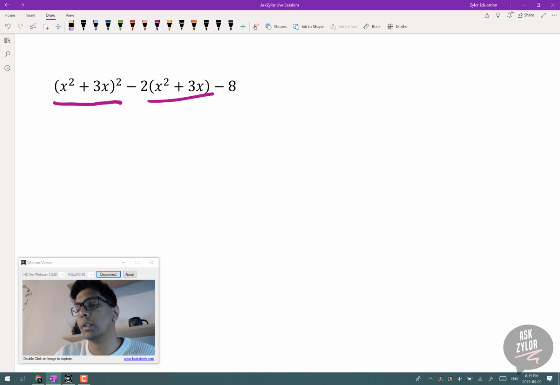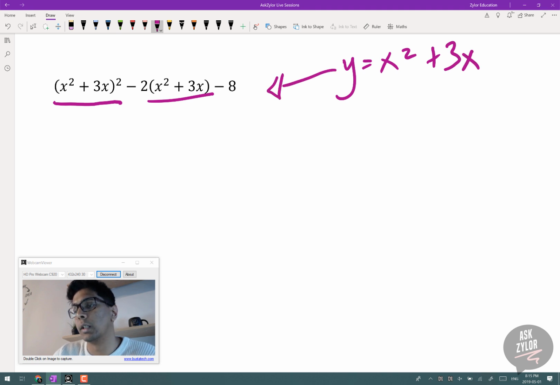So I'm going to just do substitution to be y is equal to x squared plus 3x, and I'm going to replace each of the x squared plus 3x with my y. So this gives me y squared minus 2y minus 8. Now this I can factor.